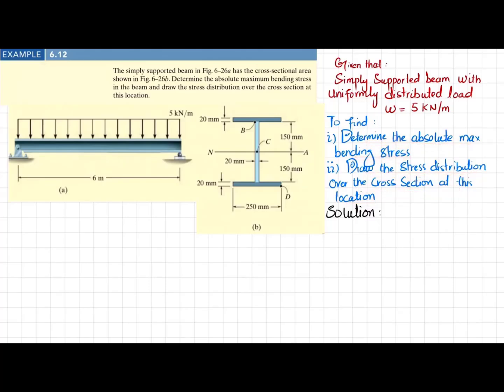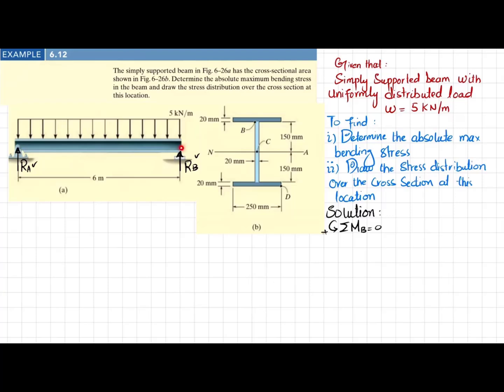Our first step will be, if you remove the supports, definitely you will have reaction forces. Let this be RA, and the reaction force at this point is represented as RB. So we will find RA and RB. How will you find that? You will apply the equilibrium condition that the sum of all moments about point B is equal to 0, taking the counterclockwise moment as positive.